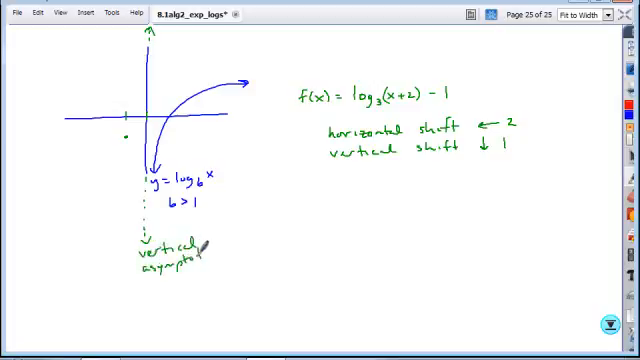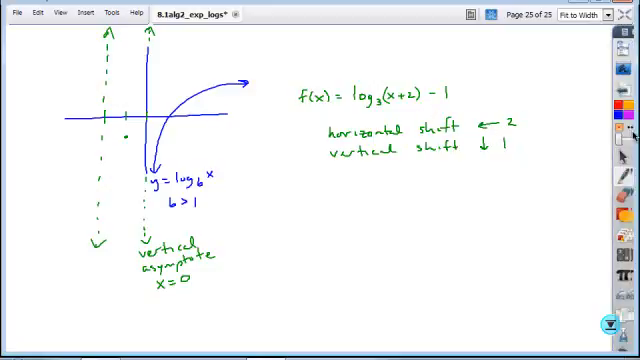Okay, and so the normal, in just the generic form, the vertical asymptote is x equals 0. So which of these shifts is going to affect the vertical asymptote, the horizontal shift or the vertical shift? Which one moves it along the x's? The horizontal one. So when you look at this graph, we shift our vertical asymptote 2 to the left, and all of these other pieces get shifted down 1.